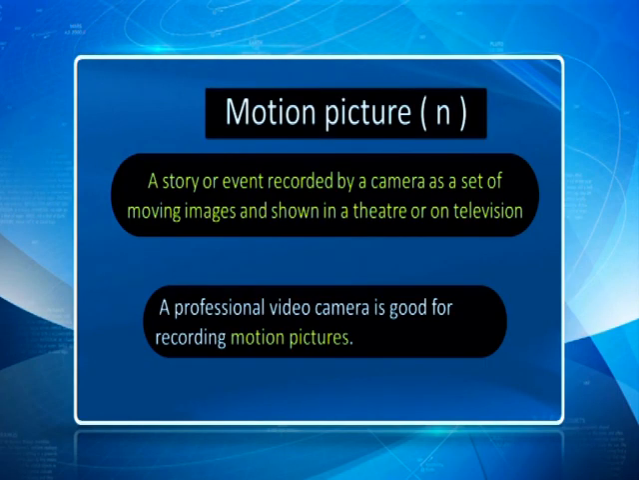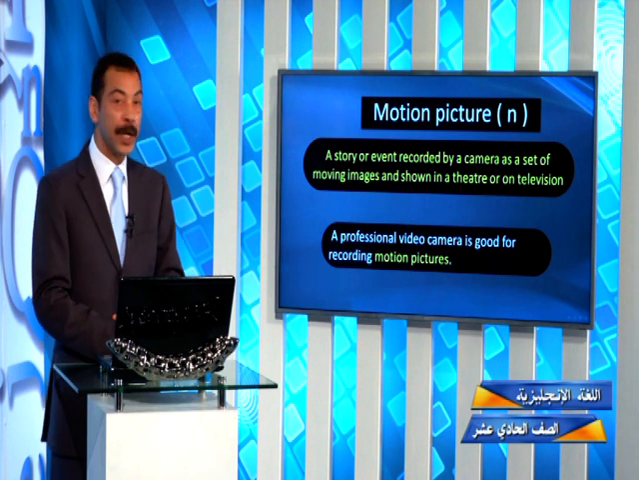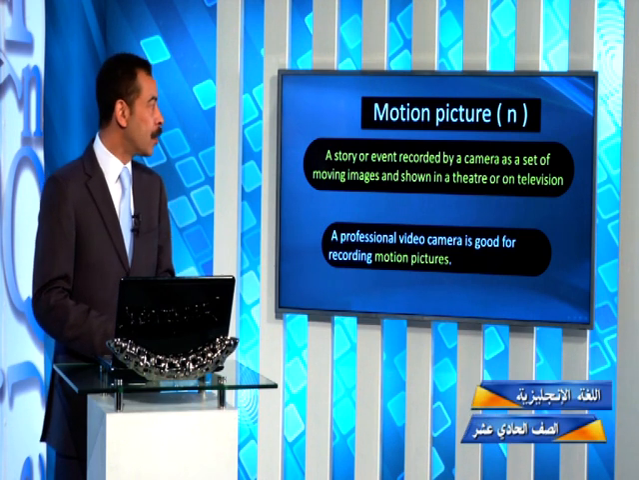A sentence explaining this word could be, a professional video camera is good for recording motion pictures. Of course, not all cameras are good for recording moving images. So, a professional video camera is preferable for recording motion pictures. All right? Let's see another word.